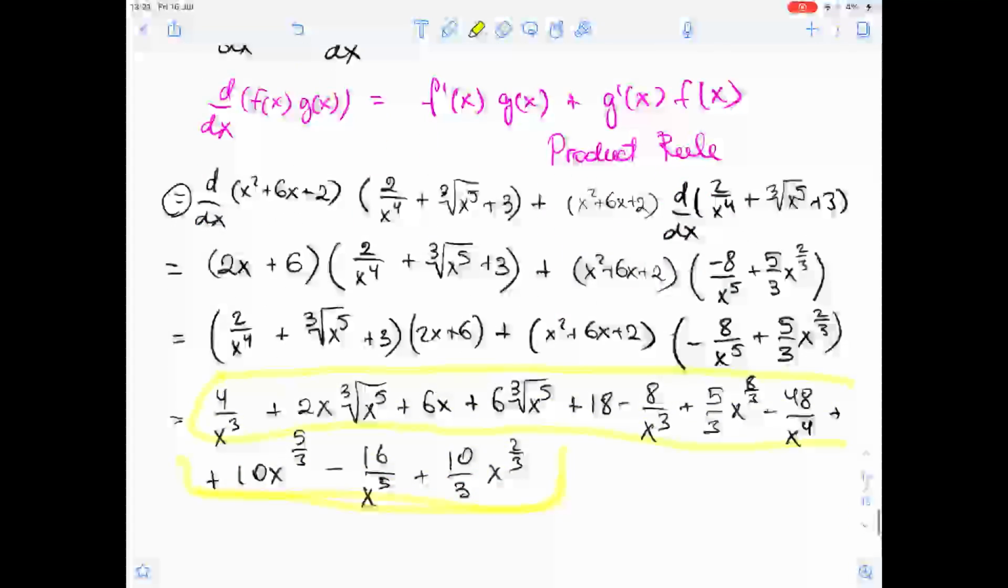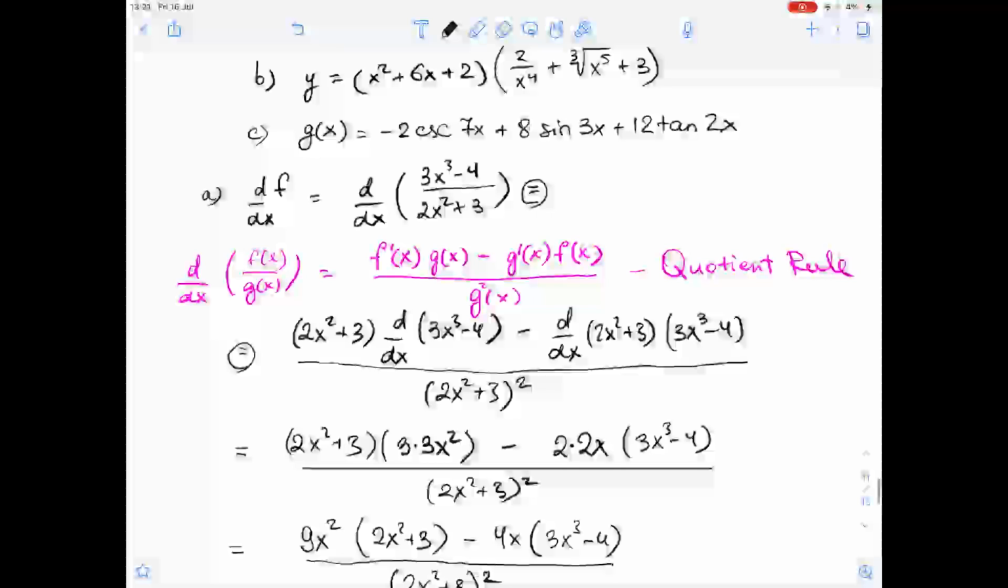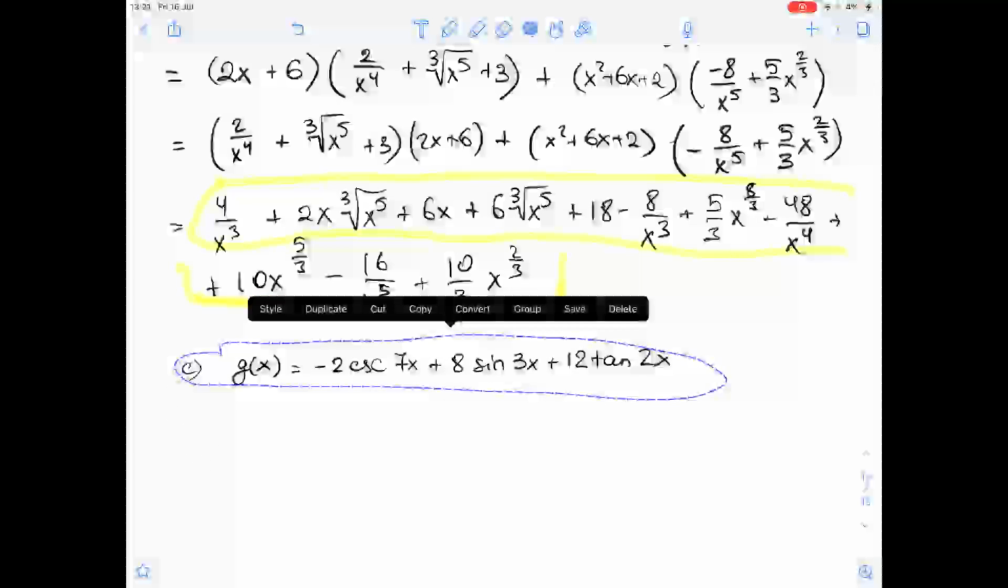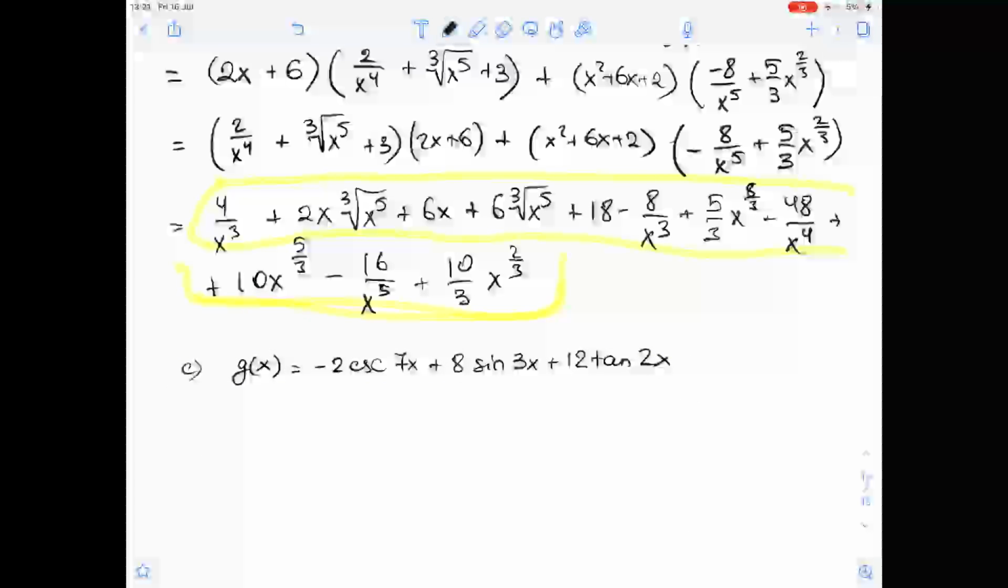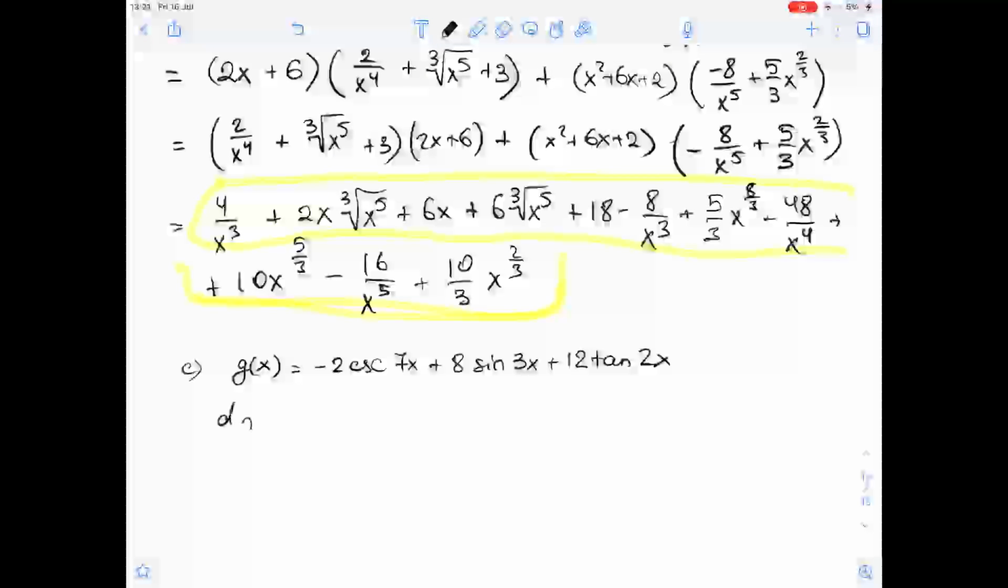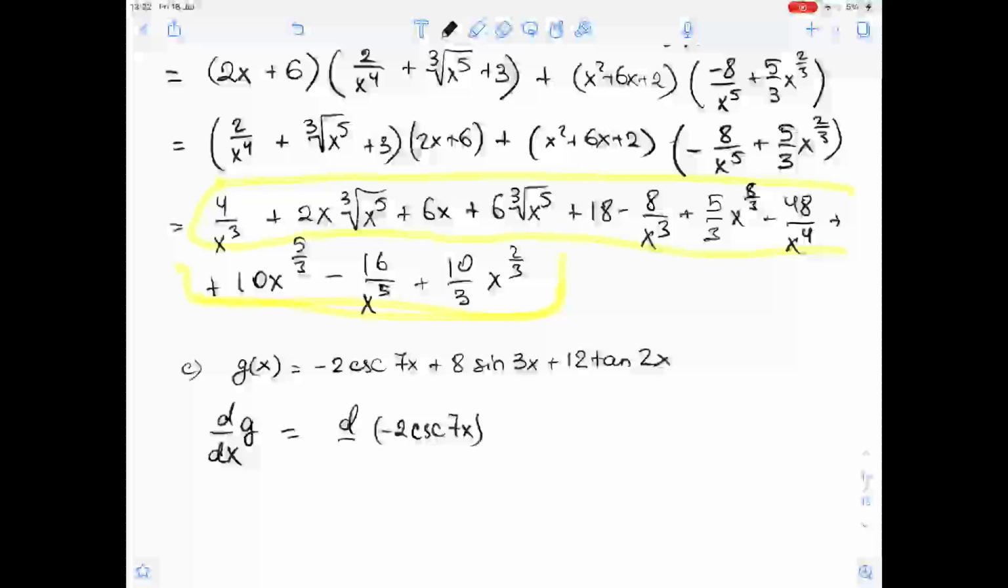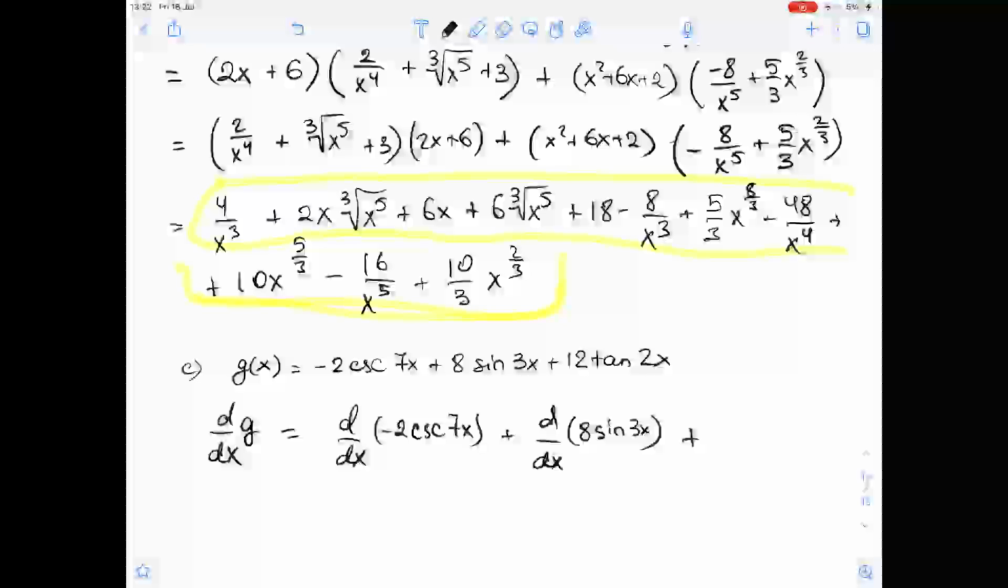Well, now let's do part C. Let me copy paste our function in part C. So here we will use the sum rule, and the derivative of g of x with respect to x equals the derivative of negative 2 times cosecant of 7x with respect to x plus the derivative of 8 times sine of 3x with respect to x plus the derivative of 12 times tangent of 2x with respect to x.